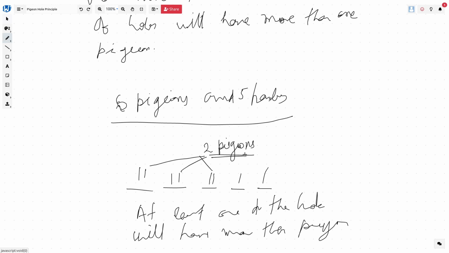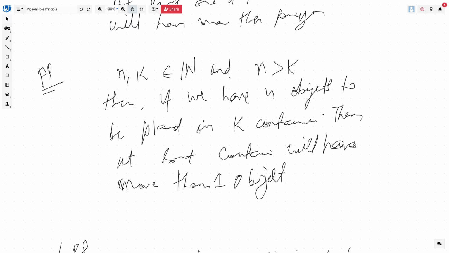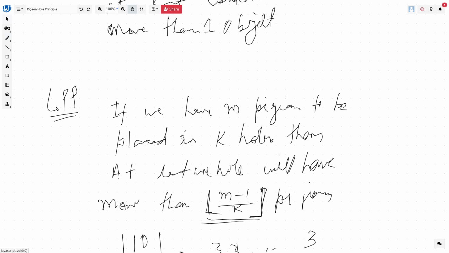So this is the basic idea of the pigeonhole principle, but we would like to write that formally in mathematical terms, and we denote this principle as PP, as an abbreviation. So how do we write that mathematically? Let n and k be two numbers that belong to the natural numbers, and n is greater than k. Then if we have to place n objects in k containers, then at least one of the containers will have more than one object. So this is the basic pigeonhole principle, and we will now move to the next generalization of the pigeonhole principle, and we'll also try to prove it.